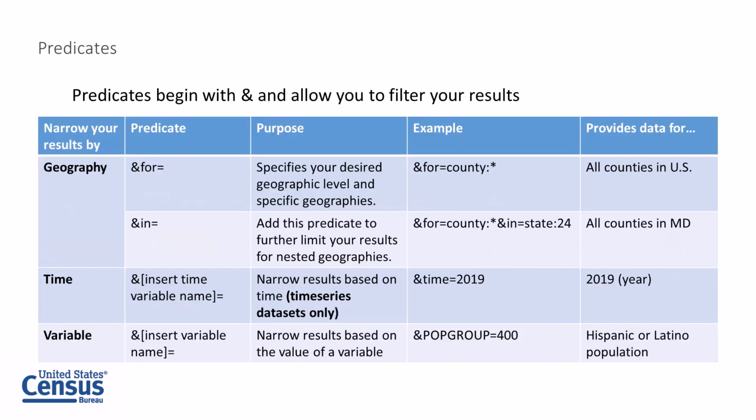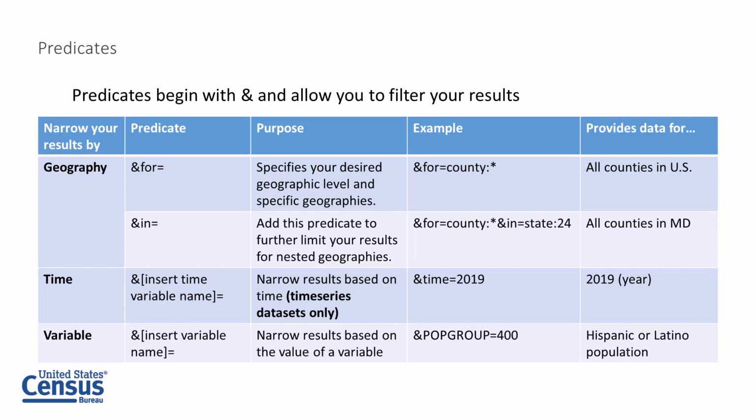The last major component of an API query is a predicate, and they are parts of your query that begin with ampersand. A predicate is a formal way to say that you're including something in your API call that will filter or limit your results in some way. You can limit your results based on geography, time, or value of a particular variable. In this course, we're going to be working with limiting your results based on geography.